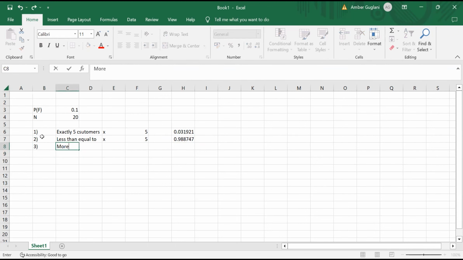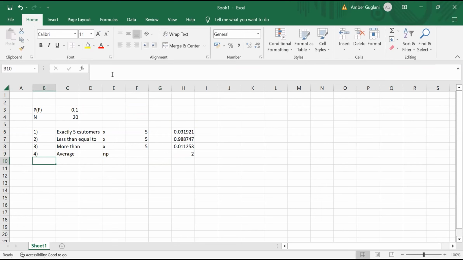Is it clear? Now the third one, what we had, more than 5, right? Here we have X, which is again 5. So what we'll do is 1 minus the above one, which is less than or equal to 5. So this is more than 5. Fourth one is average, which is NP. What is my N? This is my N. What is my P? This one is my P. So this is the average.